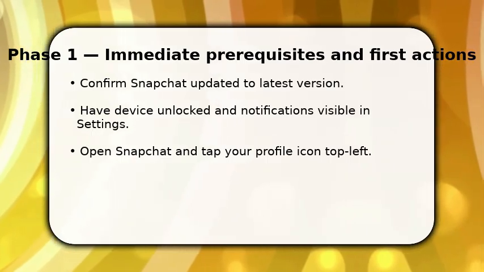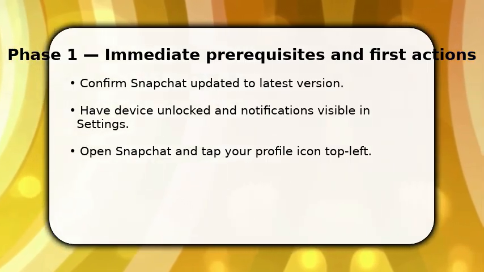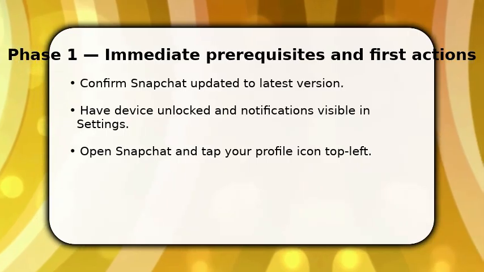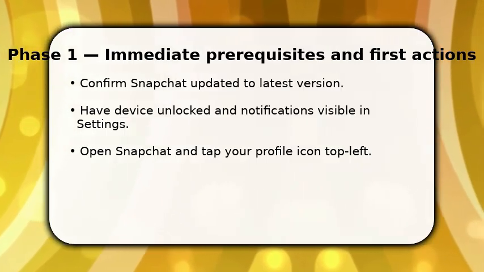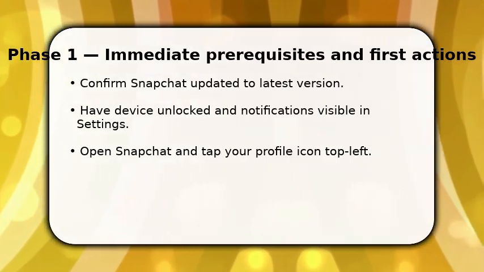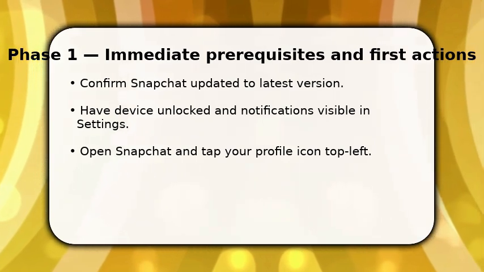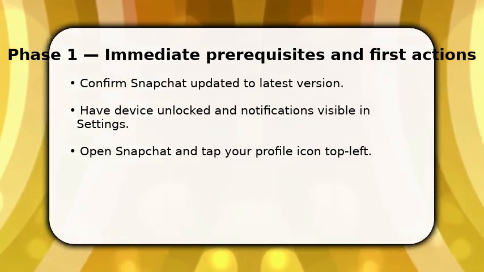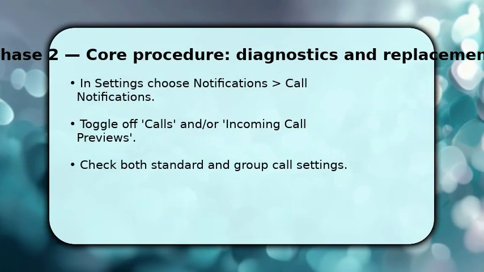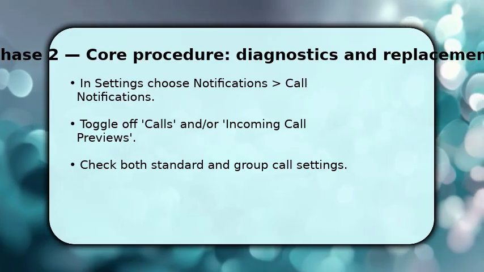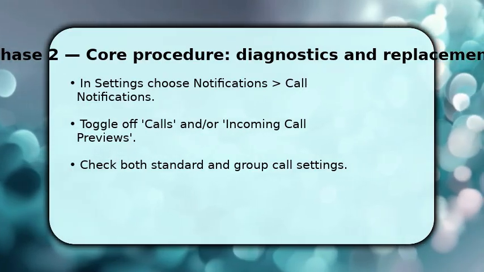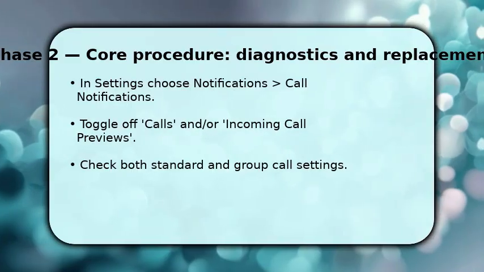Once in settings, scroll to notifications to reveal call-specific toggles. This step starts the process. Because Snapchat separates call alerts from other message alerts, you must change the call controls directly here. Now that you're in notifications, find the Call Notifications section. It lists calls, incoming call previews, and group call options.